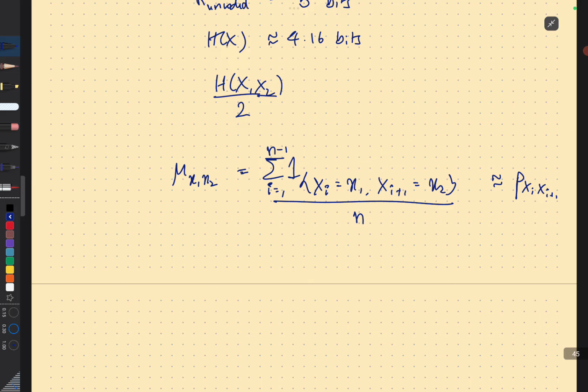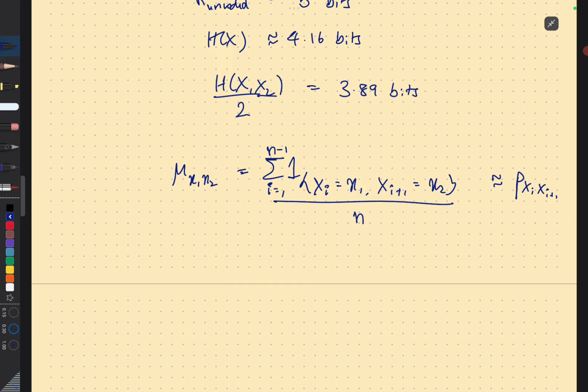So if I compute this particular quantity for all possible pairs of characters and find this joint entropy, this quantity turns out to be approximately equal to 3.89 bits. If the source were truly memoryless, then H of x1, x2 divided by 2 would just be H of x1 plus H of x2 divided by 2, which would still be 4.16 bits. But the fact that H of x1, x2 divided by 2 is less than 4.16 bits means that there's some amount of memory. So each character depends on the previous character.